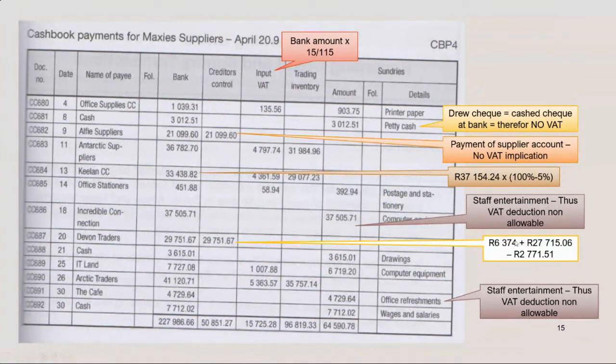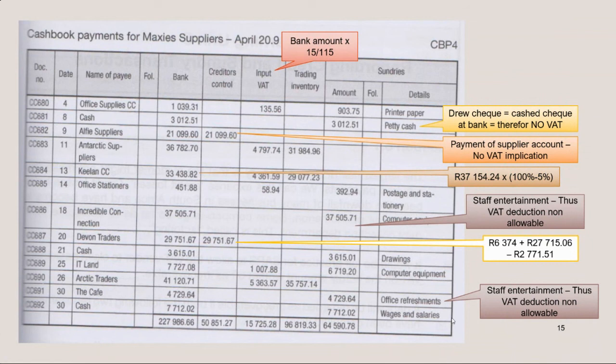And then Devon Traders, I've just included the calculation again. And then drawings is when I take something from the business. Remember, you're not allowed to claim the input VAT when I take something out of the business. You have to pay the VAT as well, so you're not allowed to get it back. Office refreshments are also seen as staff entertainment, which is also non-VAT deductible, and salaries and wages are exempt from VAT. So there's no VAT on it because we pay PAYE on it.